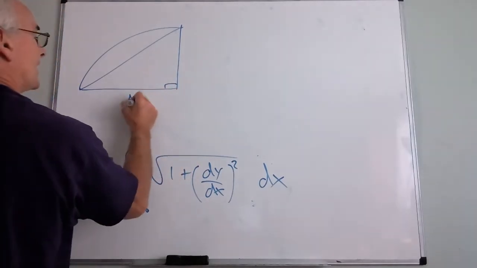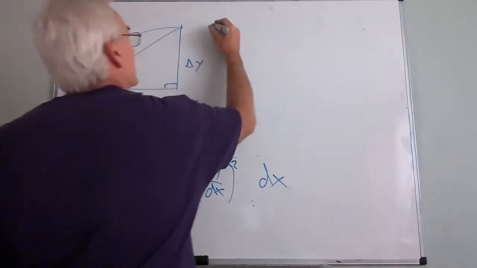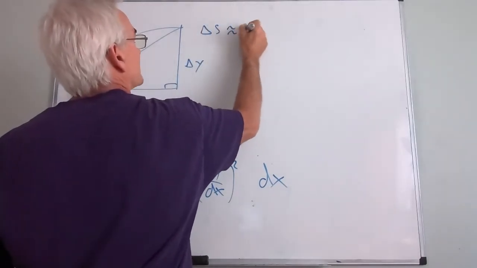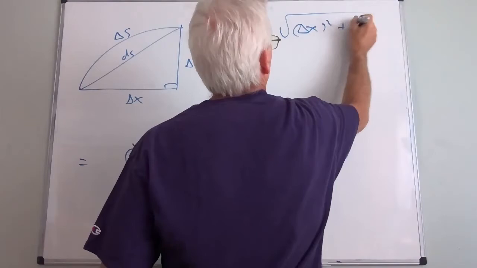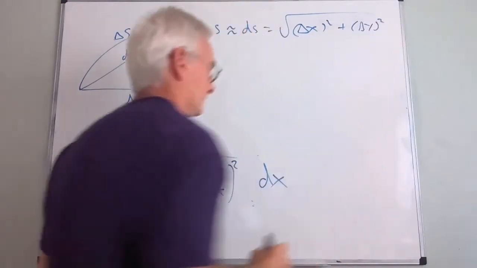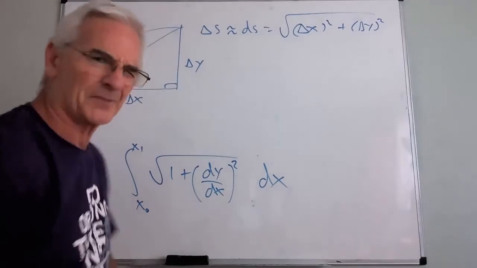Okay, that was my delta X. That was my delta Y. That was my delta S. That was my ds. So we know that delta S is estimated by ds, which is the square root of delta X squared plus delta Y squared, yada, yada, yada. All right. I'm going to do the same thing I did before, but slightly different.